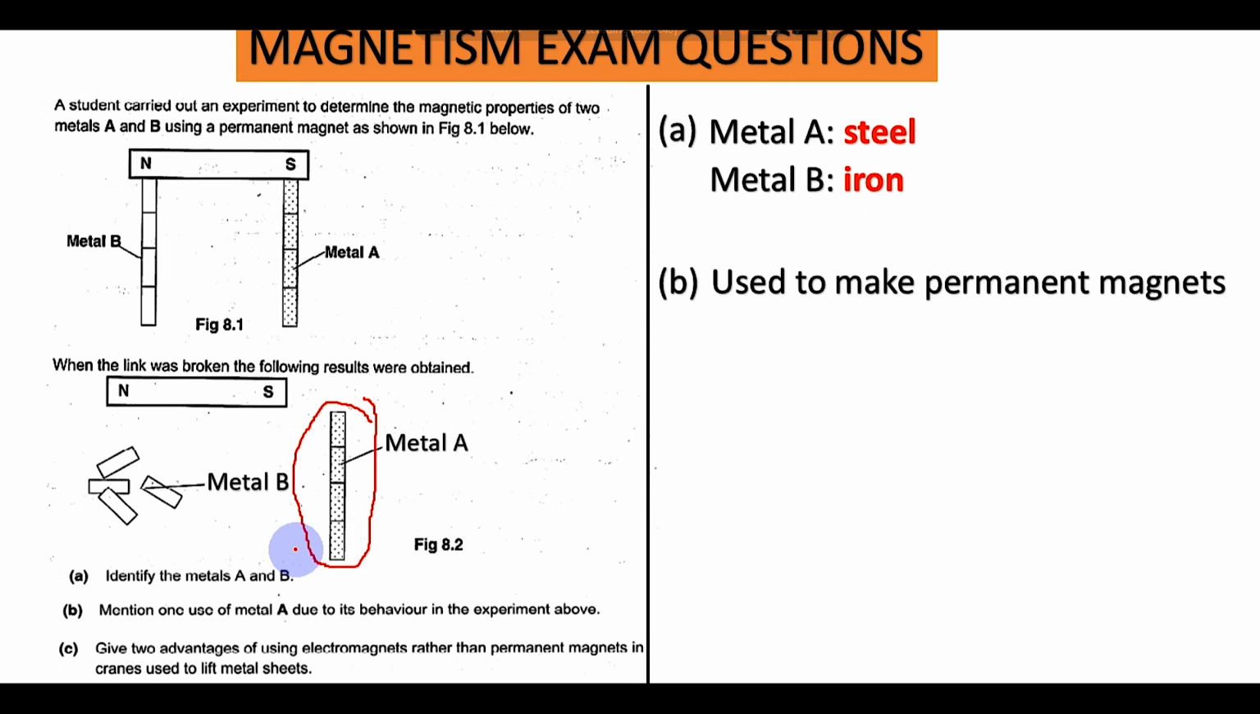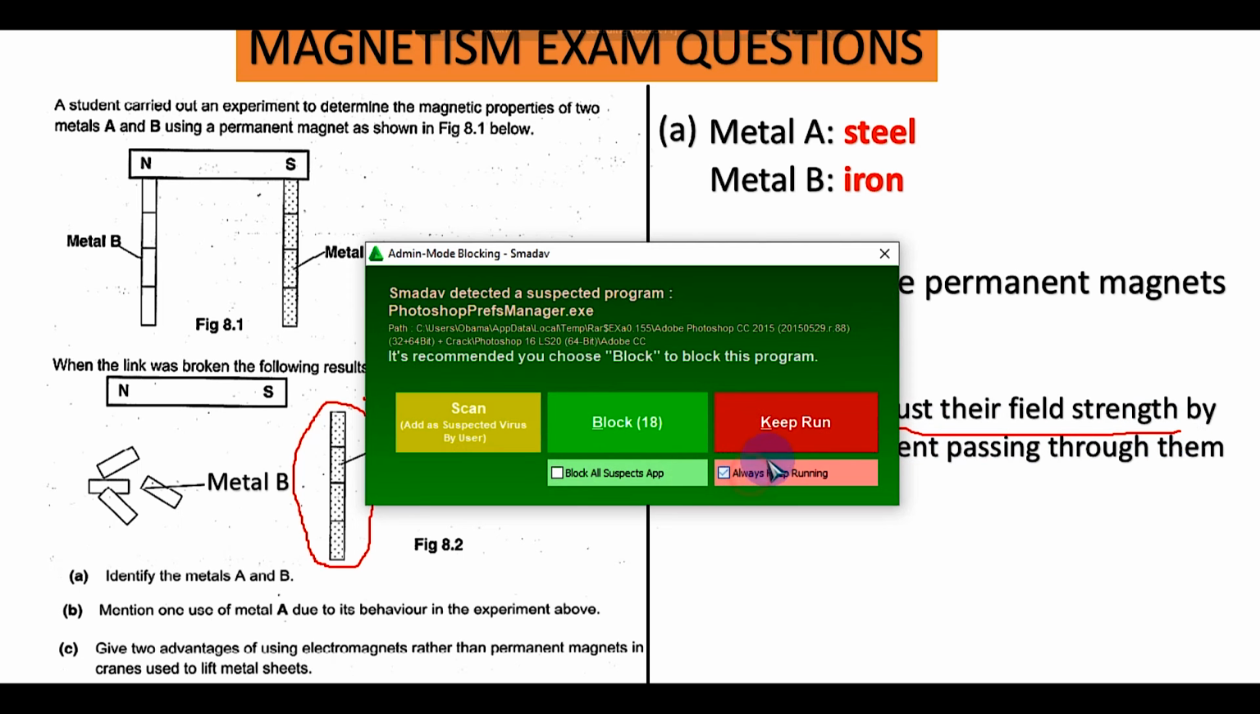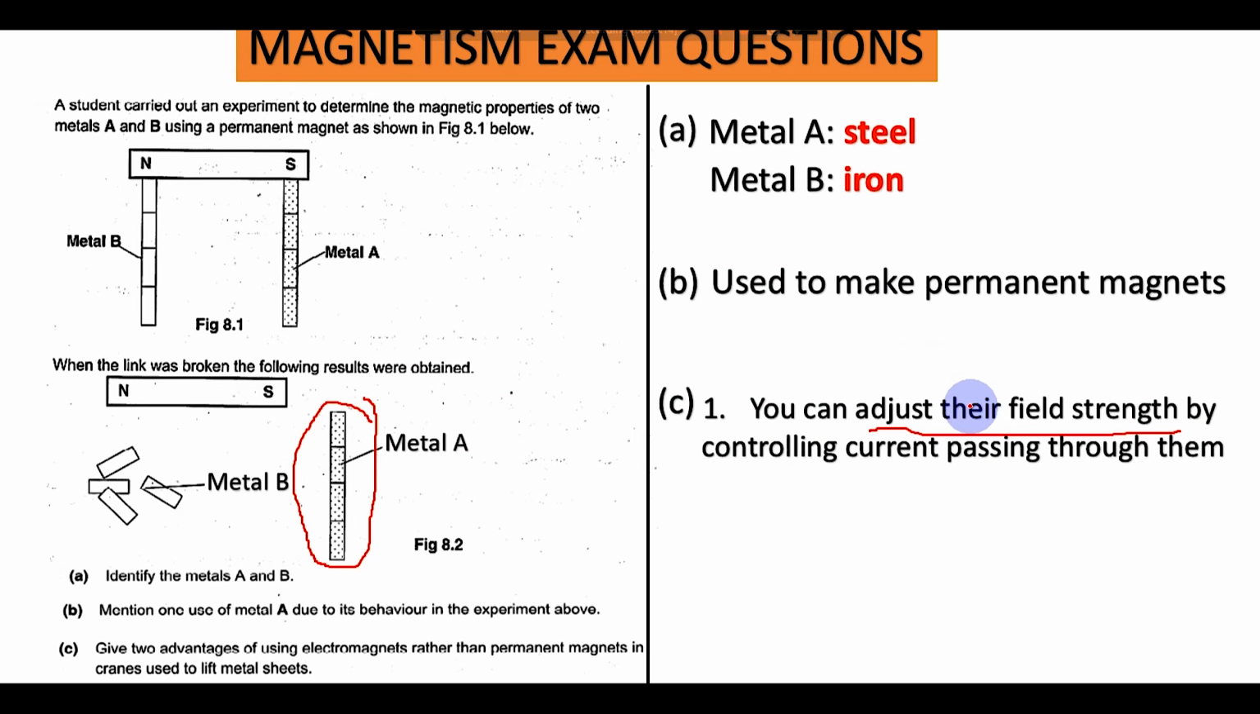So the advantage of using electromagnets, number one, is that you can control their strength. You can either increase it or reduce it. How do you do that? By controlling the current which passes through them. So that is the first advantage of using electromagnets. You can adjust their field strength. If you want them to be very strong, or a bit strong, you control them by controlling the current which is passing through them.